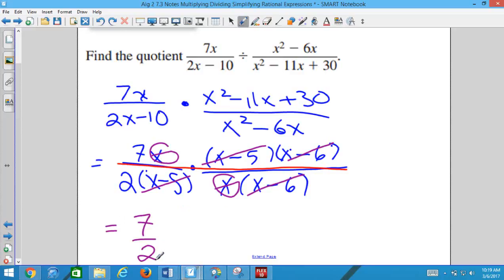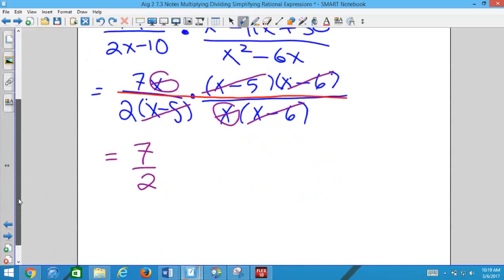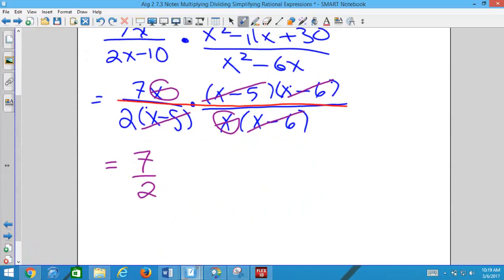So do we have any exclusions? Was there anything that the original equation couldn't equal, but the new one doesn't show? 0, 5, and 6, right? Should we review how we get those numbers? Some people weren't here. Let's review how we get those numbers again.